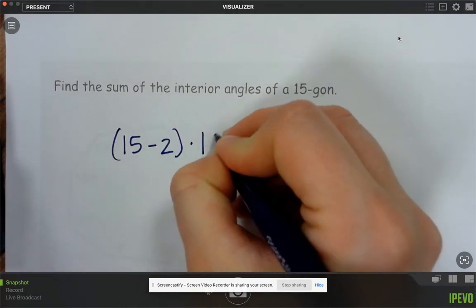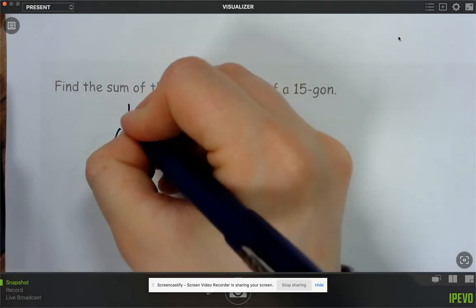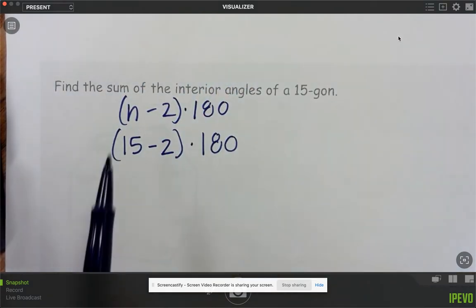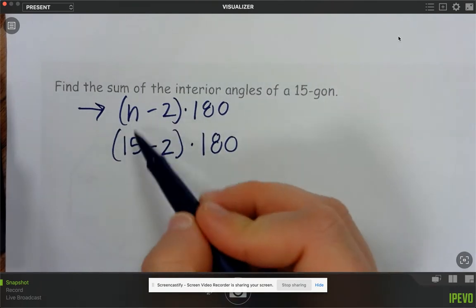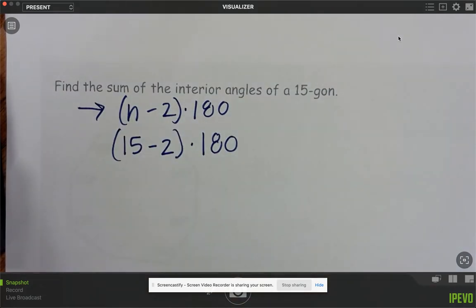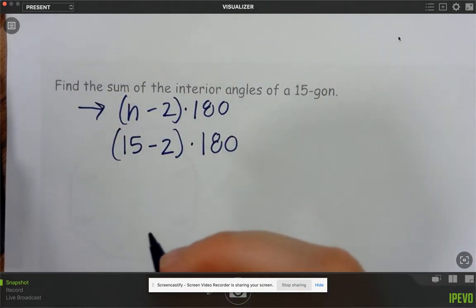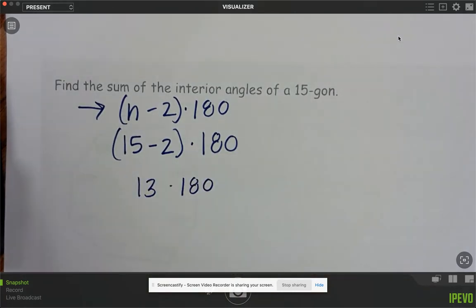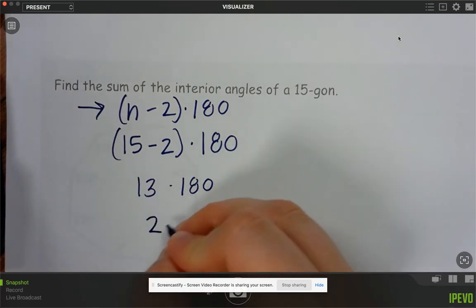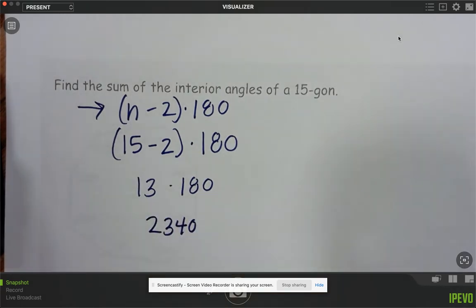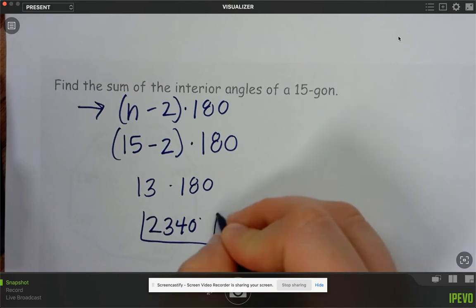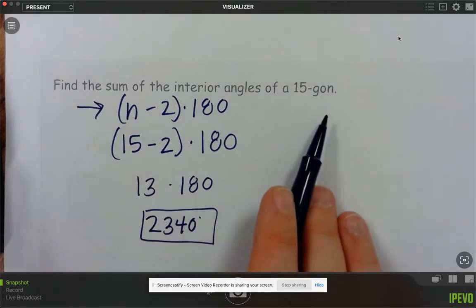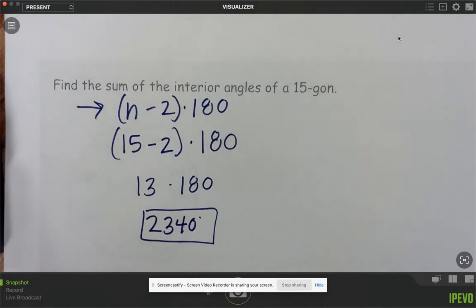times 180. So all I did there, I probably should have written this first. Sorry, kids. It's been a while since I made a video lesson. Here's our formula. I plugged in 15 for n, because that's how many sides we have. And now we just simplify. So 15 minus 2 is 13. 13 times 180 is 2,340. So all the angles inside that 15-gon have to add to 2,340.